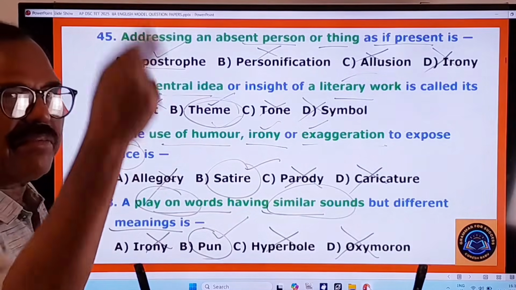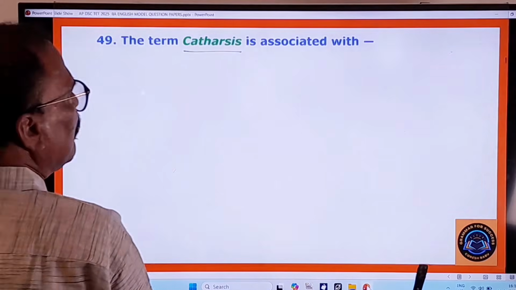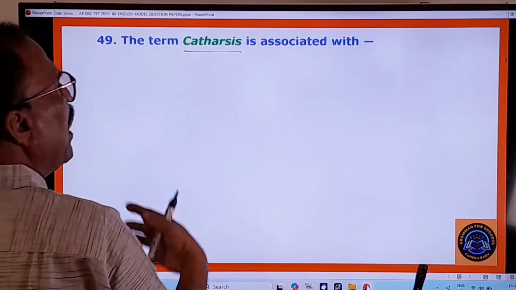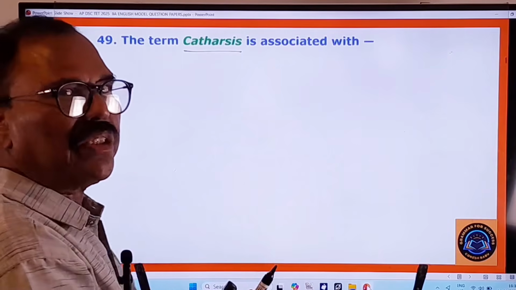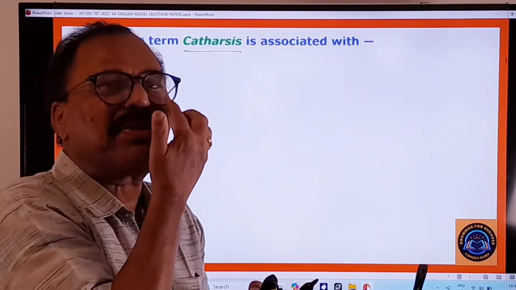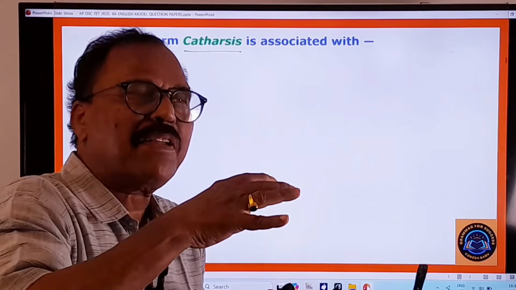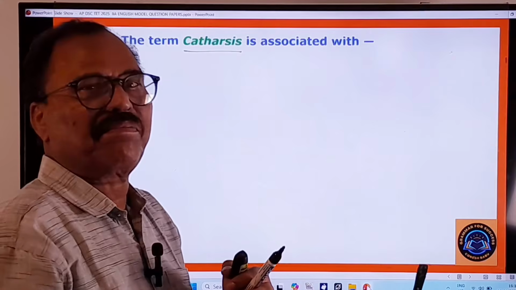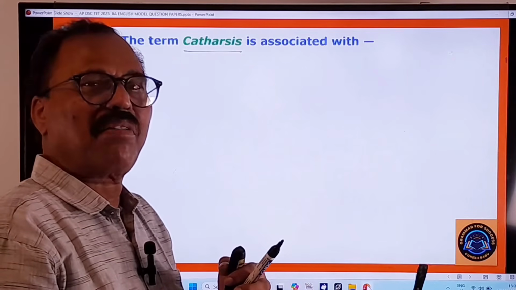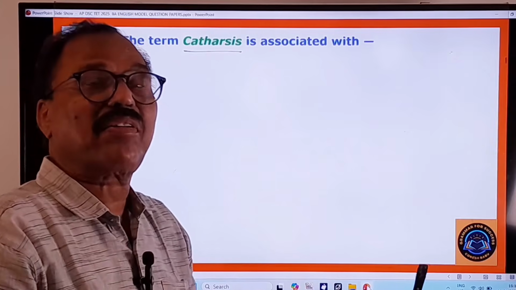Matala garadi. 49th question. The term catharsis. Catharsis means purging the emotions. When you watch some tragedy movie, what happens now? Automatically, the tears will be trickling down on your cheeks. That means now you are purging the emotion of pity from your heart. You are purging, you are removing. So this is therefore called catharsis.